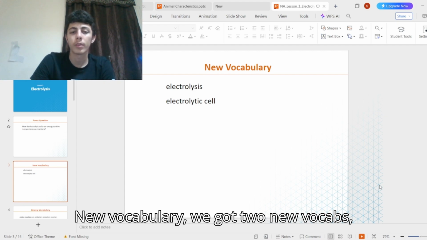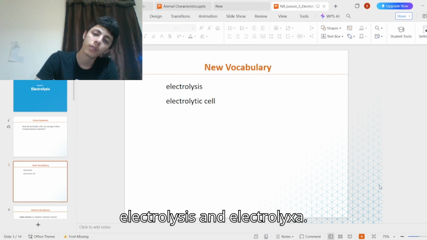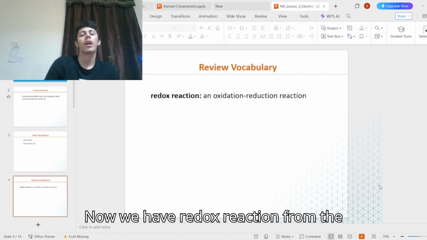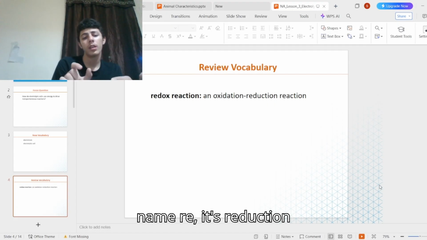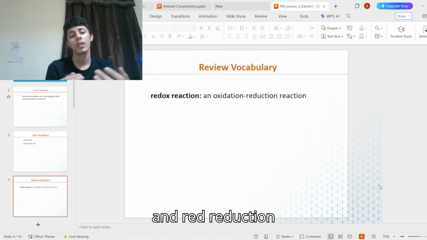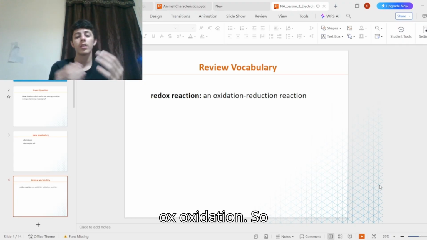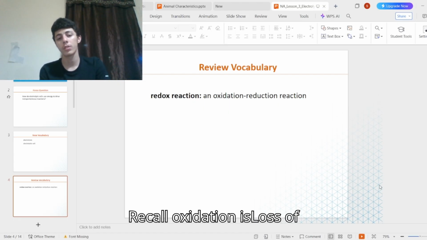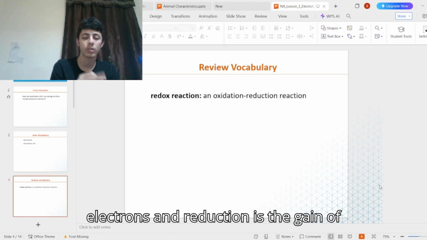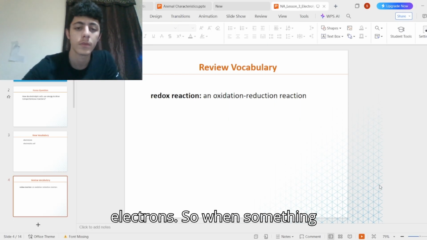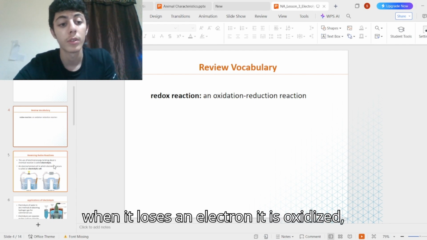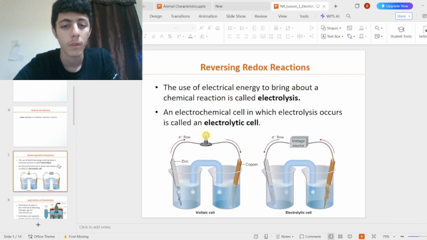New vocabulary. We have two new vocabs: electrolysis and electrolytic cell. Now we have redox reaction. From the name, "re" is reduction and "ox" is oxidation, so it's an oxidation-reduction reaction. Recall, oxidation is a loss of electrons and reduction is the gain of electrons. So when something gains an electron, it is reduced, and when it loses an electron, it is oxidized.